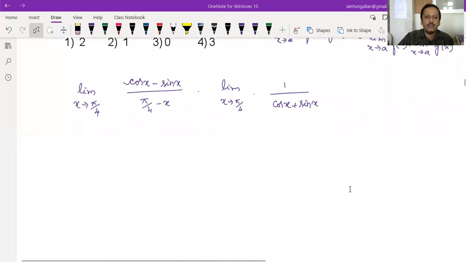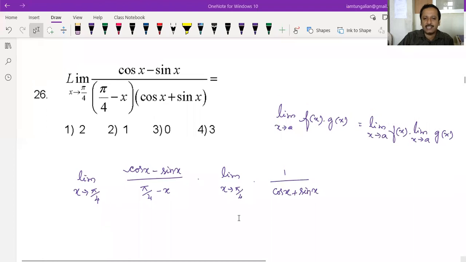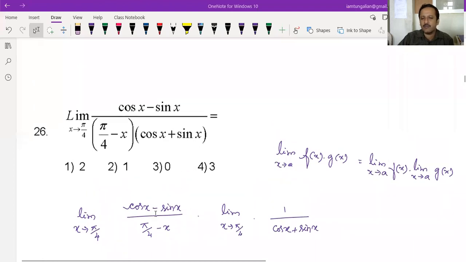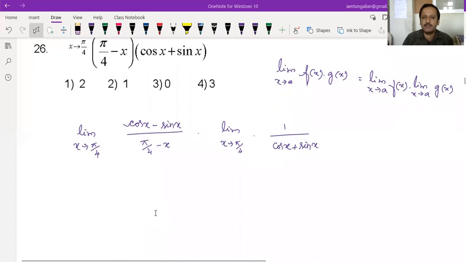Why I'm doing so is because directly, this will be 0 by 0: cos pi by 4 minus sin pi by 4, that is 1 by root 2 minus 1 by root 2, divided by pi by 4 minus pi by 4, 0 by 0. But here we are not going to get 0, we are going to get a finite quantity there. That simplification will be easy. So I will apply the limit separately. In this case, I'm explaining in detail, but in the exam, you need not do all these things. Directly you can write cos pi by 4, sin pi by 4. I'll keep this as it is before I simplify.